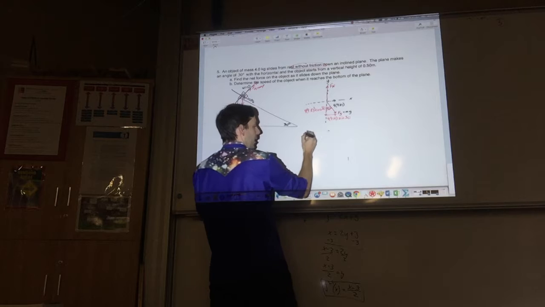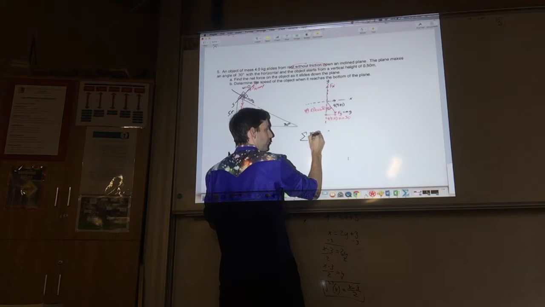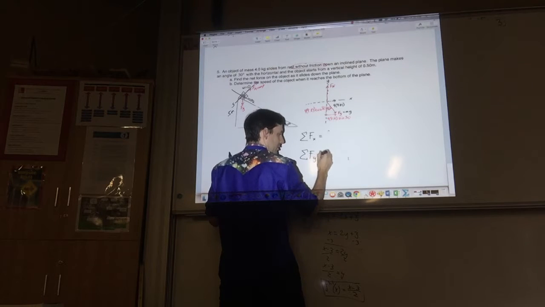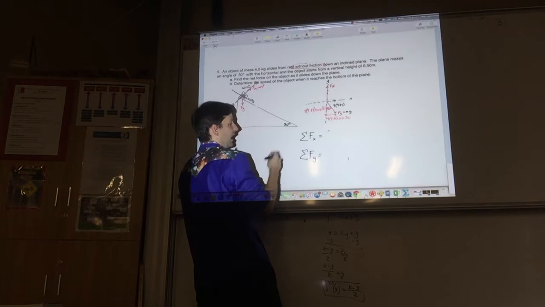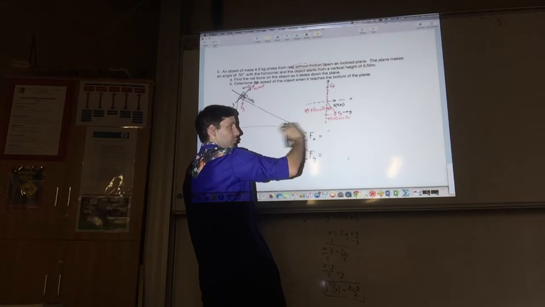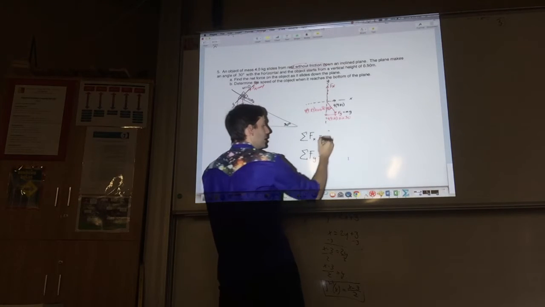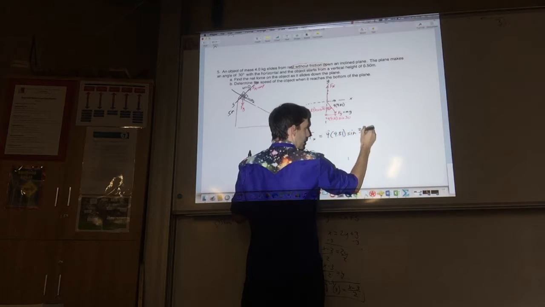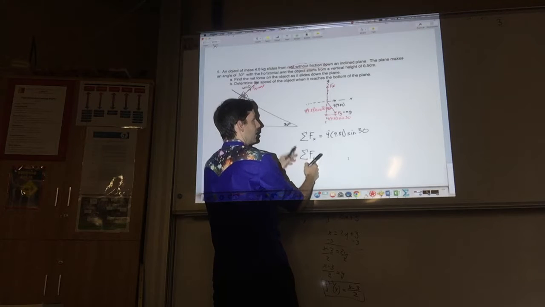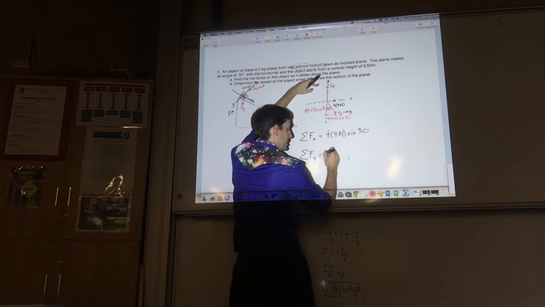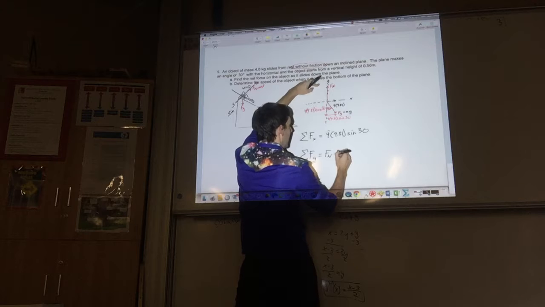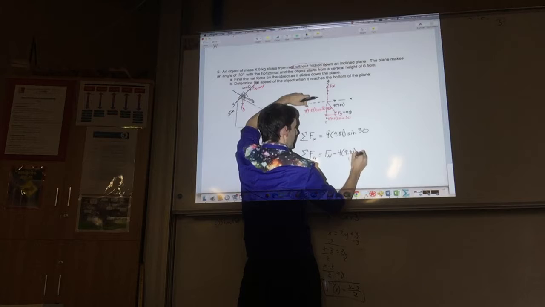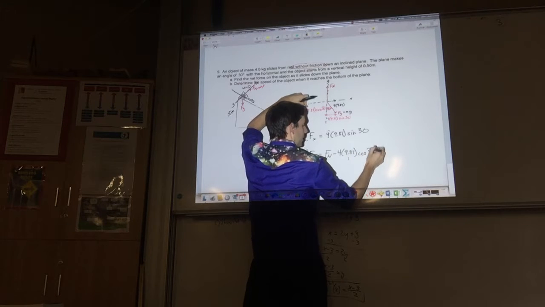Okay, now at this point I'm going to write out my sum of the forces. I've got the sum of the forces in the x direction, and the sum of the forces in the y direction. So in the x direction, I only see one force. It's that horizontal piece of the gravity. So that's 4 times 9.81 times sine of 30. In the y direction, I've got the normal force, which is upwards, and then I've got this one, which is downwards, so minus 4 times 9.81 times cosine of 30.